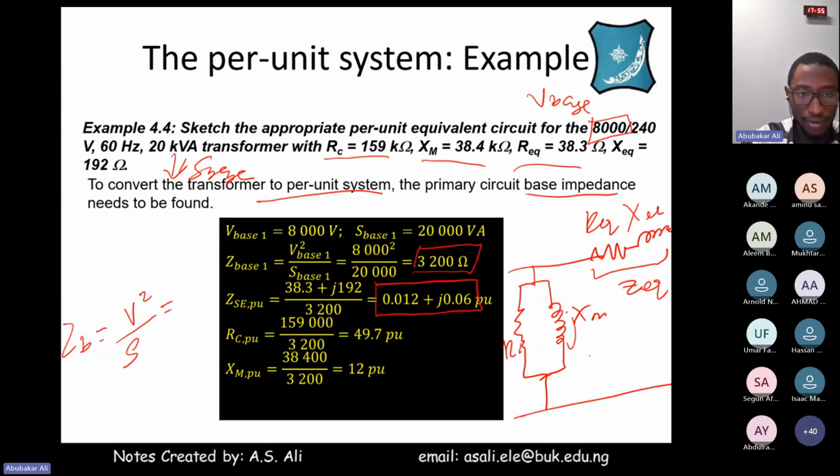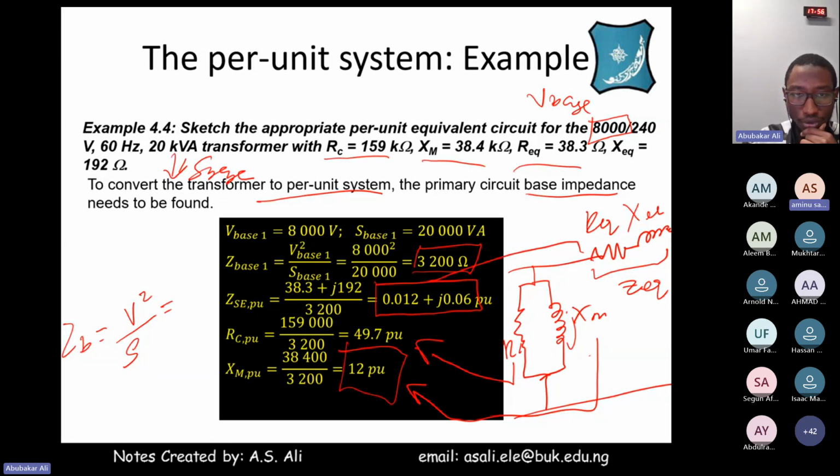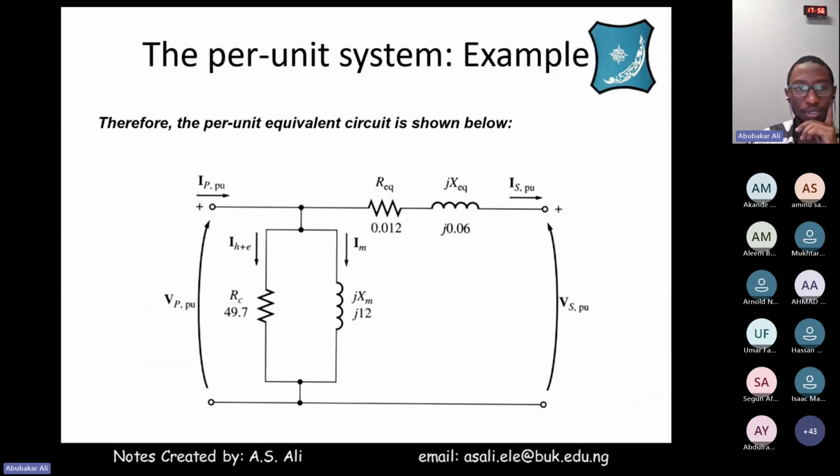You can pick this RC as well and divide it, because this one is a parallel connection, by the 3,200, and we get 49.7. With the inductance, you can do the same. This is 38.4 kilo ohms, you divide it by 3,200, and you end up with 12 per unit. So in our circuit, we can replace RC with 49.7 per unit and XM with 12 per unit. The R equivalent will be 0.012 and the X equivalent will be 0.06, in per unit. And this is your circuit.